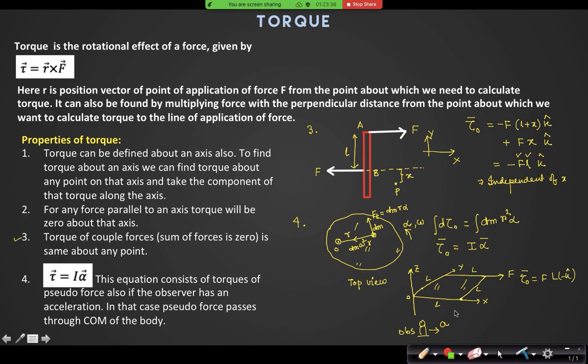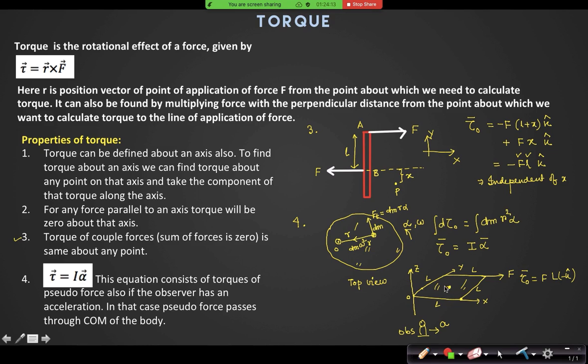That means R will differ, direction will differ. So at different points of application of pseudo force, look, torque also depends on the point of application. So at which point will you apply your pseudo force in order to write down the net torque? Always through the center of mass. Remember that. That pseudo force always passes through the center of mass of the body.